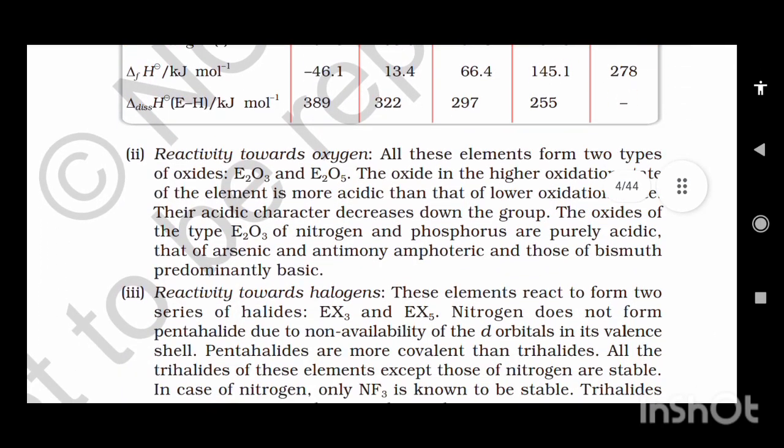Reactivity towards oxygen. All these elements form two types of oxides. The oxide in the higher oxidation state of the element is more acidic than that of the lower oxidation state. Their acidic character decreases down the group. The oxides of the type E2O3 of nitrogen and phosphorus are purely acidic, that of arsenic and antimony are amphoteric, and those of bismuth predominantly basic.